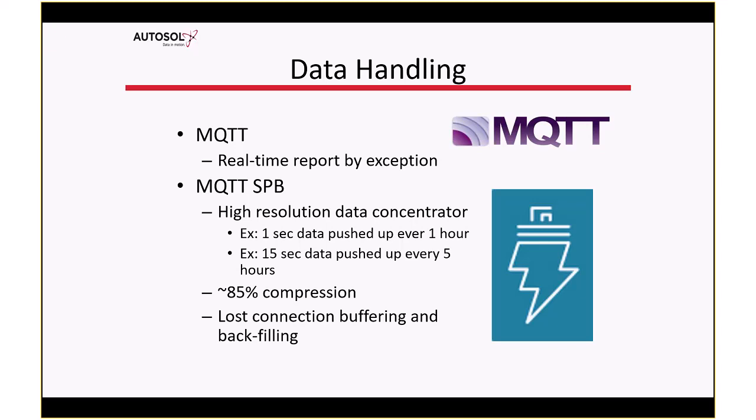eACM also comes equipped with the ability to do loss connection buffering and backfilling. If your eACM device in the field detects that it loses connection to the broker, then it will automatically try to connect to a redundant broker, as well as, if that fails, it'll then store the data locally. And once it has a connection back to a good broker, it'll publish all the data that it gathered during the outage.